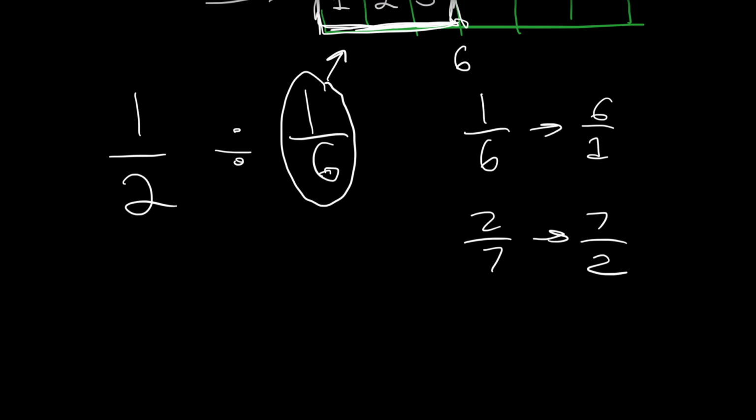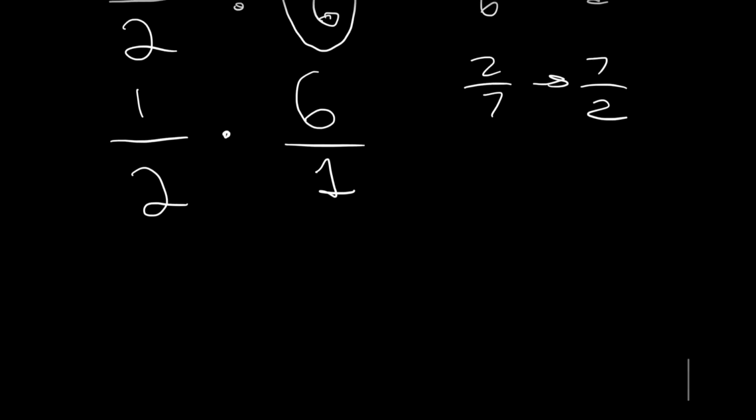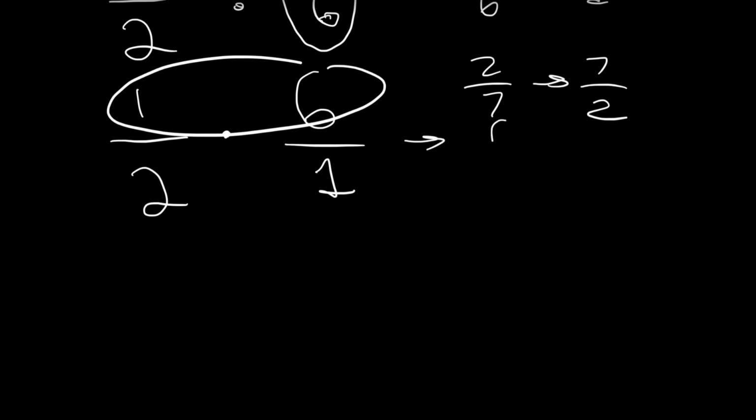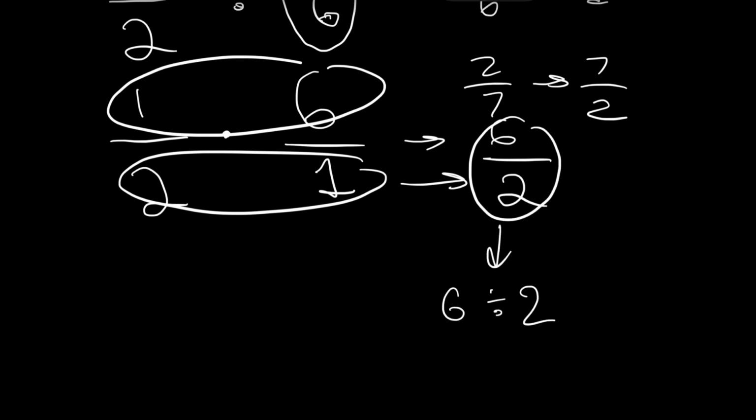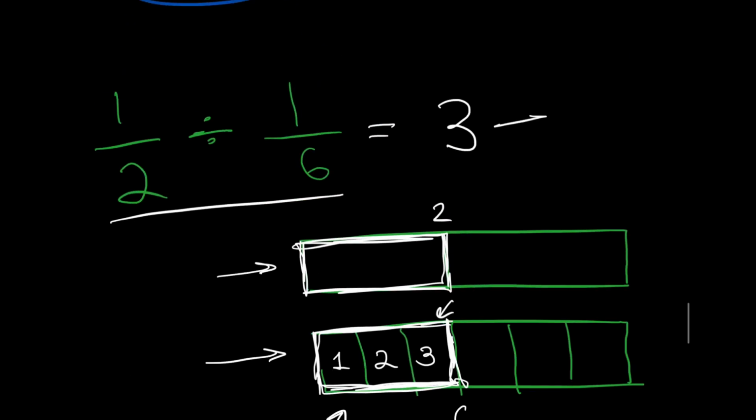So 1 over 2 divided by 1 over 6 becomes 1 over 2 times 6 over 1, because multiplication is basically the opposite of division. And then we multiply the numerators together, we get 6. We multiply the denominators together, we get 2. And since fractions act as dividers, this is basically telling us what's 6 divided by 2. And that's really easy. 6 divided by 2 is 3. So we got the same answer either way.